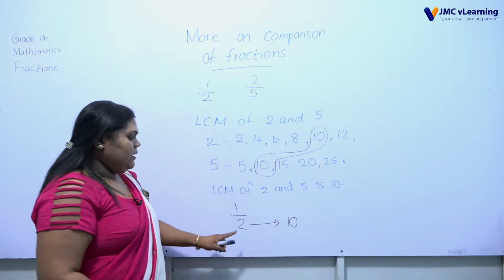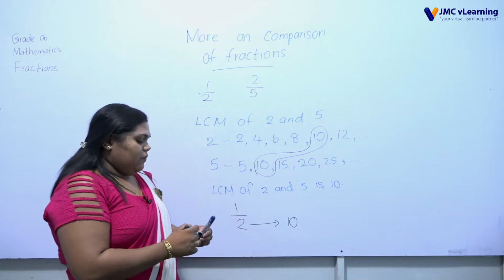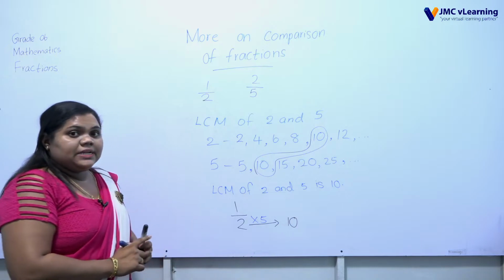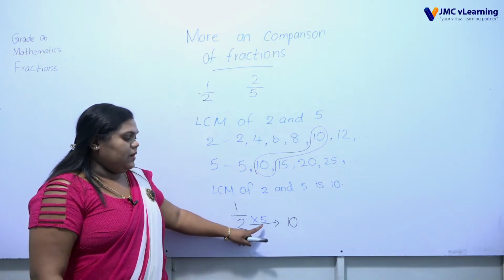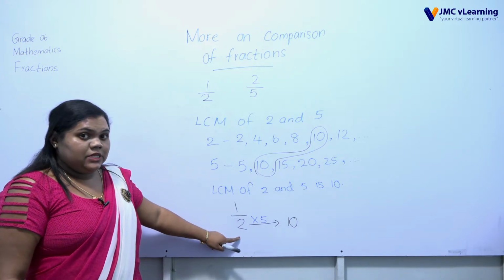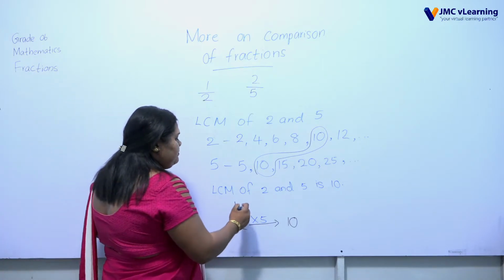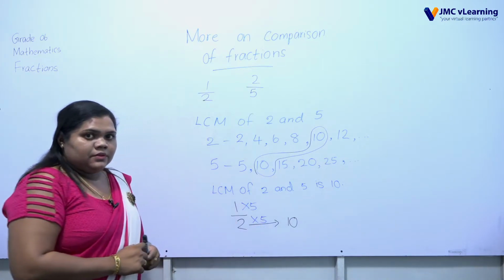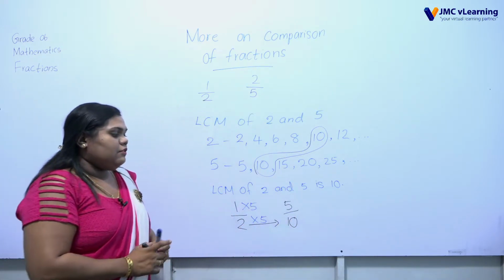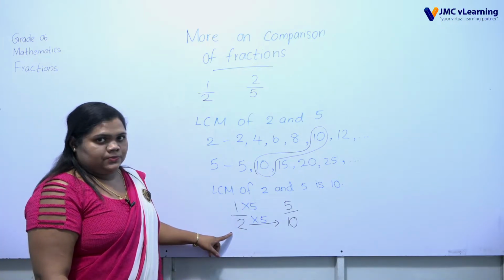So, how can we convert this 2 into 10? We need to multiply this 2 by 5 to get 10. I told you earlier, if you do something to the denominator, the numerator also needs the same thing. It means this 1 needs to be multiplied by 5. So, 5 out of 10 is an equivalent fraction to 1 out of 2.